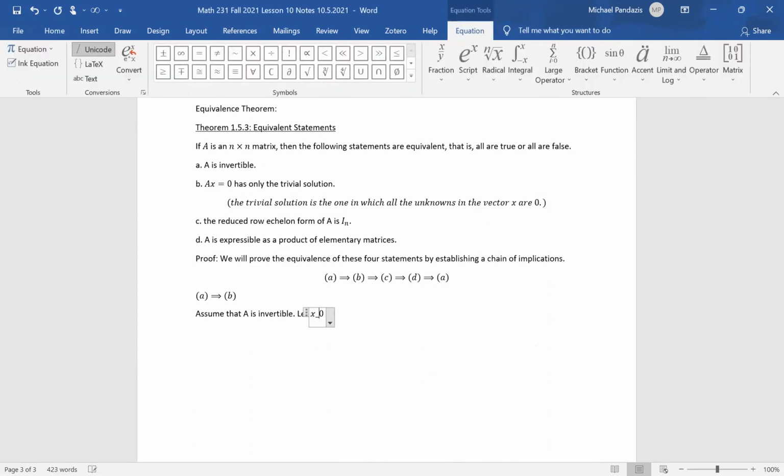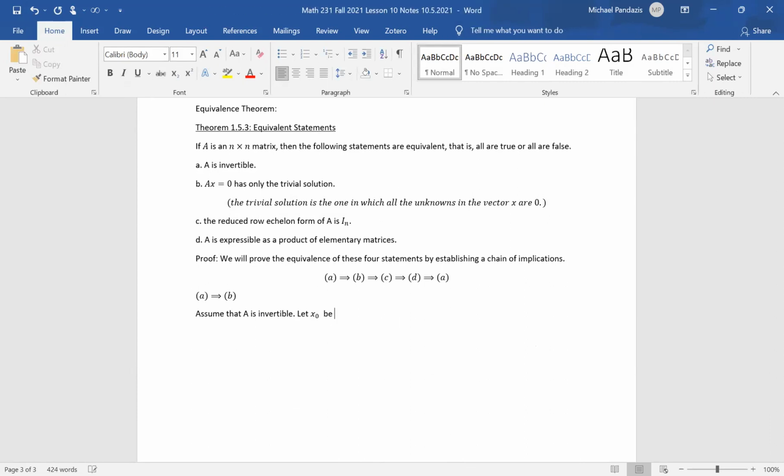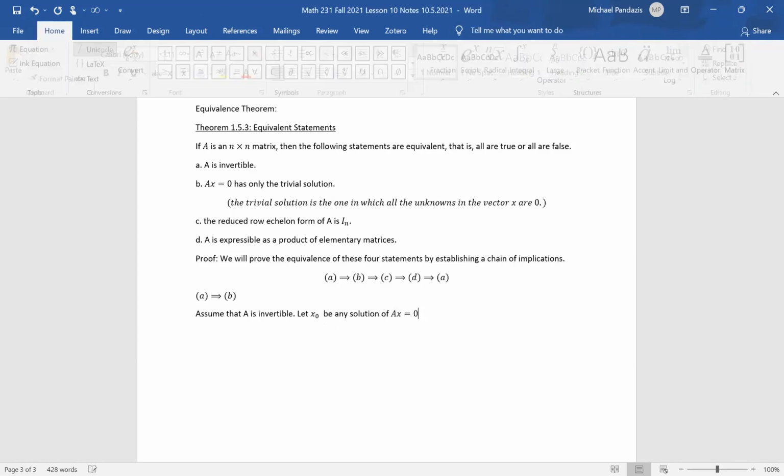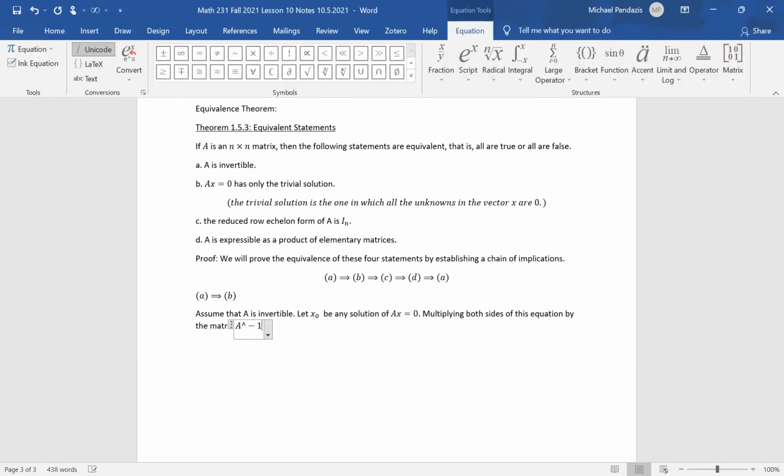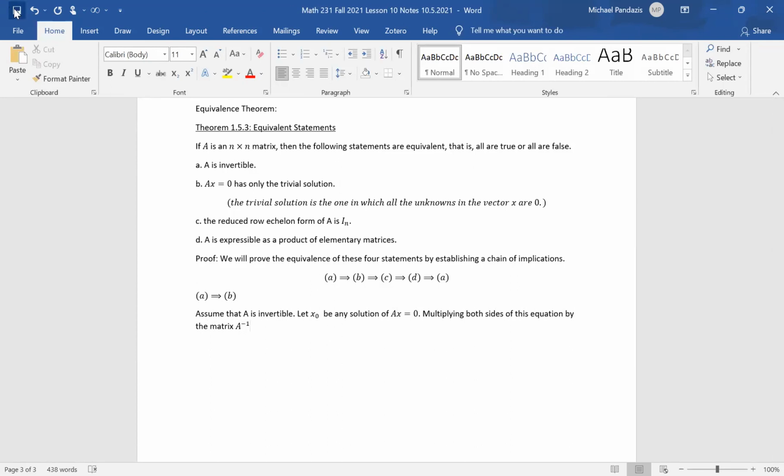Let x naught be any solution of Ax equals 0. Okay, multiplying both sides of this equation by the matrix A inverse, because A is invertible. So since A is invertible, we can talk about a matrix A inverse, and we can multiply by A inverse. If A is not invertible, we can't do this. If we don't know whether or not A is invertible, we can't assume that it is and do this. But because we're assuming A is invertible, we can multiply both sides of the equation by A inverse.